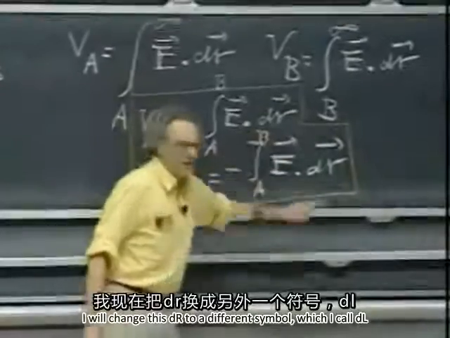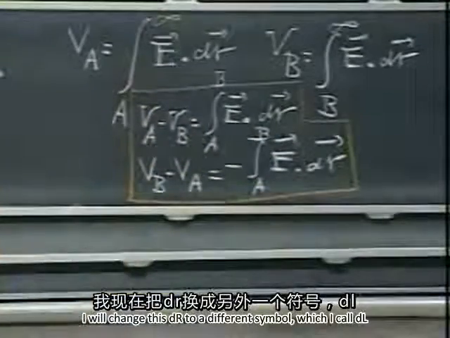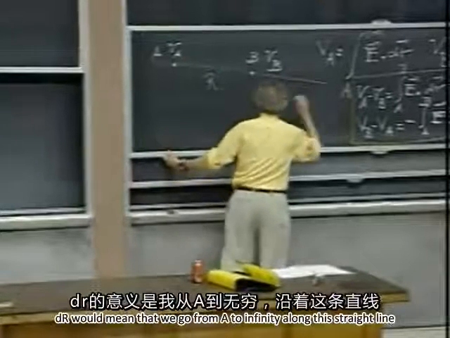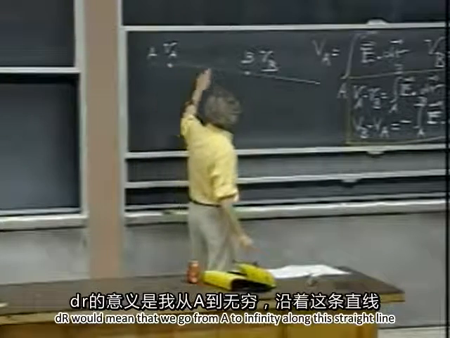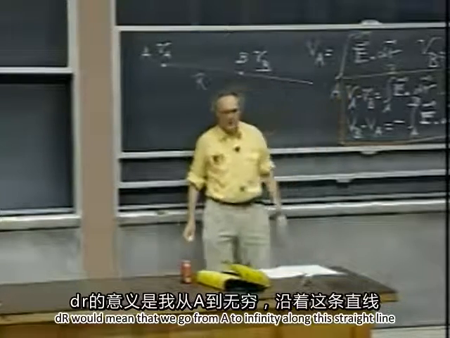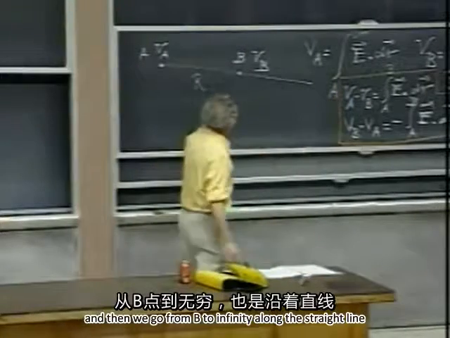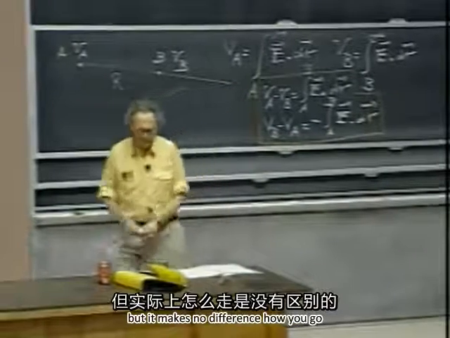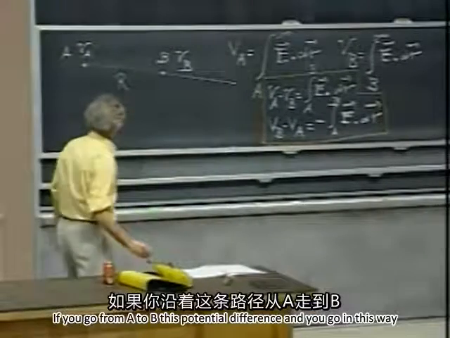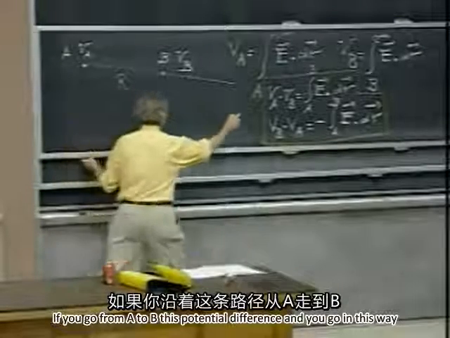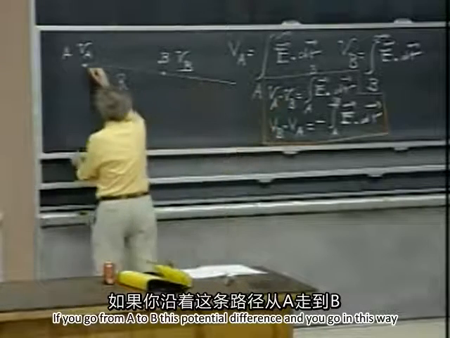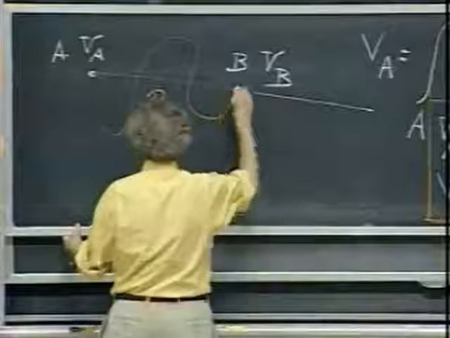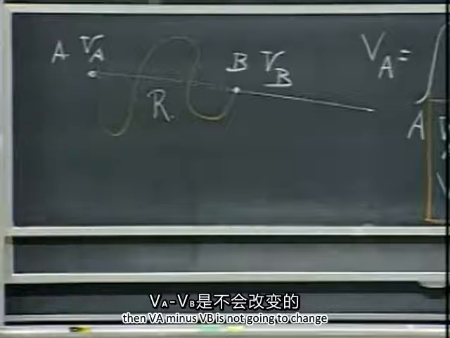I will change this dr to a different symbol, which I call dl. dr would mean that we go from A to infinity along this straight line, and then we go from B to infinity along the straight line, but it makes no difference how you go. If you go from A to B, and you go in this way, then VA minus VB is not going to change.